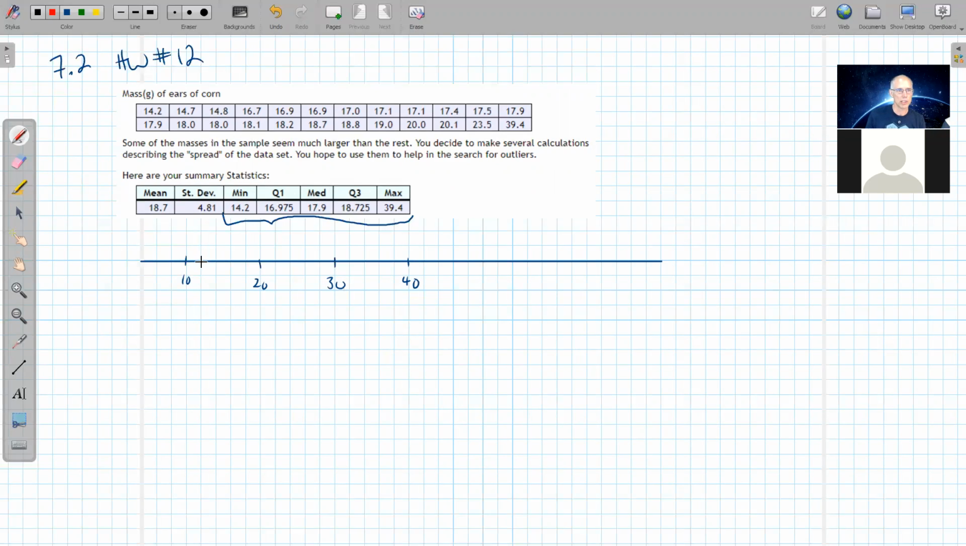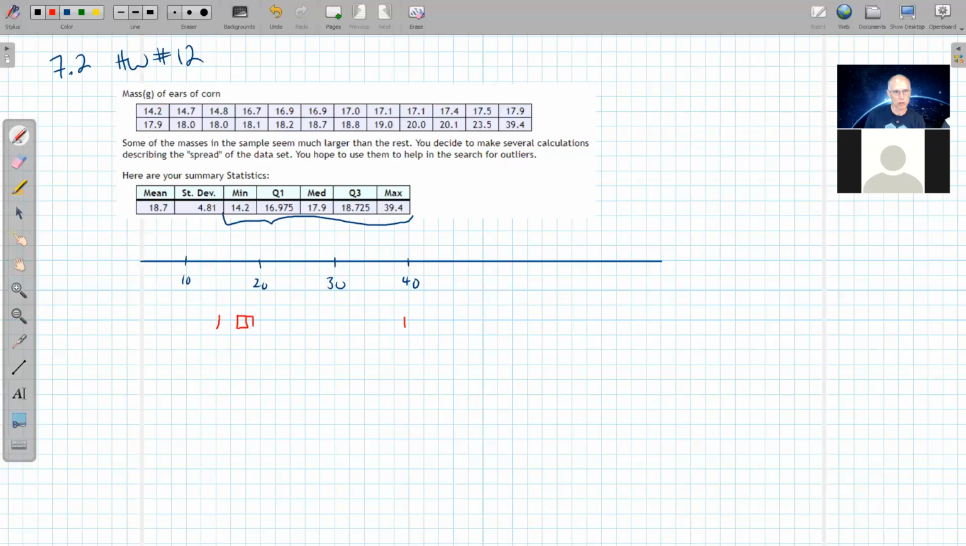So 14.2 is going to be just over a little, maybe right there. 16, almost 17, so 17 is right in between there. 17.9, looks like I should have made my scale a little bigger. And then 18.7 would be about here, and then 39 would be way out here. A bigger scale would have been nice here, because now my box plot's a little tight.